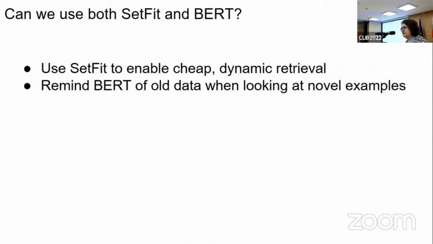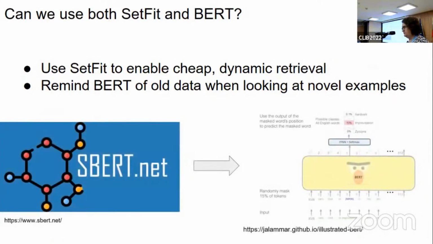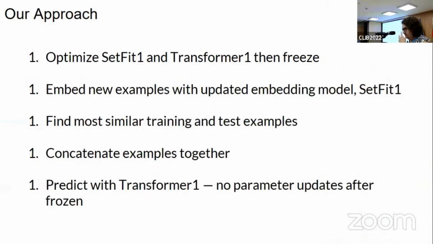So the next question we ask is, can we use both SetFit and transformers together to more effectively fight misinformation? We combine SetFit and BERT into one system because real-world data are growing all the time, and we don't need to keep retraining an expensive model. However, we can use inexpensive pre-trained embedding models like SBERT to encode new examples in addition to a fully trained transformer model, for example, BERT. So this is the way our algorithm works.